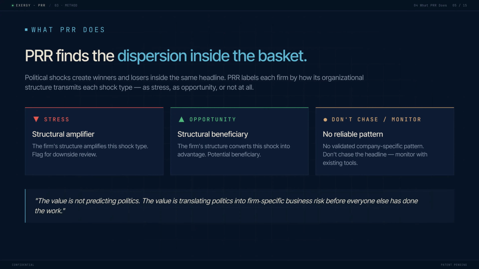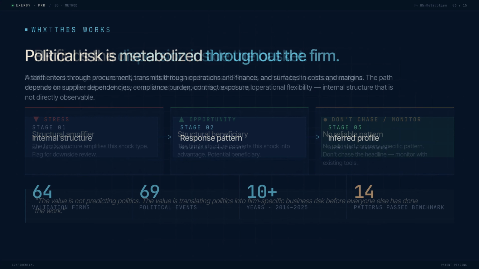PRR turns that dispersion into three practical labels: stress, opportunity, and don't chase or monitor. Stress means the company structure appears to amplify that shock type. Opportunity means the company may benefit from that shock type. Don't chase means PRR does not find enough company-specific evidence to force a story. That third answer matters because avoiding false positives is valuable.